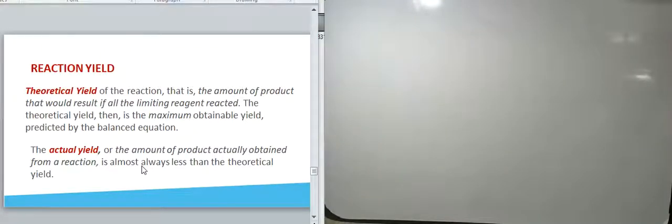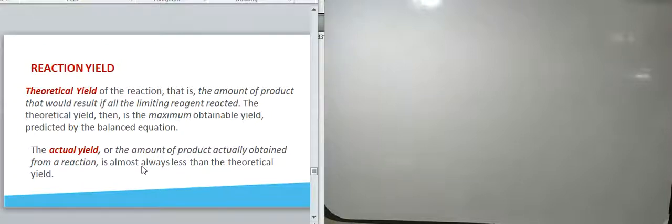So we will now proceed to theoretical yield or reaction yield. Theoretical yield is the amount of product that would result if all the limiting reagent reacted. That theoretical yield then is the maximum obtainable yield predicted by the balanced equation. The actual yield, or the amount of product actually obtained from the reaction, is always less than the theoretical yield.